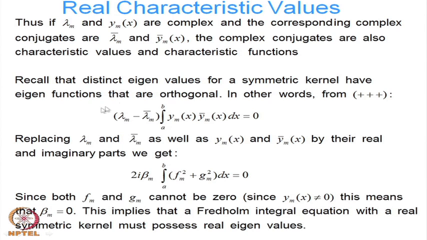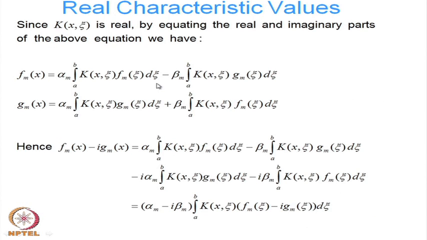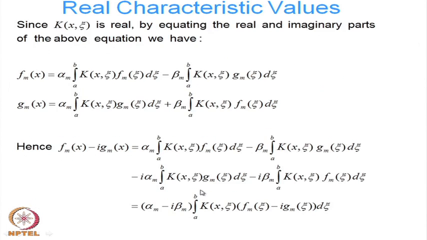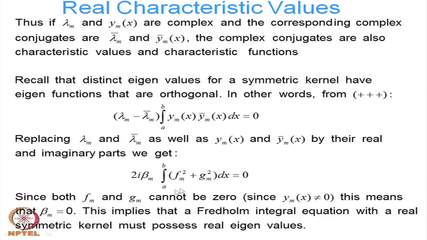So, I can always write that equation, because I know that for any two distinct eigenvalues this condition has to be satisfied. So, this has to be satisfied for an eigenvalue and its complex conjugate as well, because I know that the complex conjugate of an eigenvalue is an eigenvalue also. So, this condition has to be satisfied, and then replacing lambda m and lambda bar m as well as ym and y bar m by their real and imaginary parts, which are alpha m plus i beta m and fm plus i gm in case of ym, we end up with an equation like this.